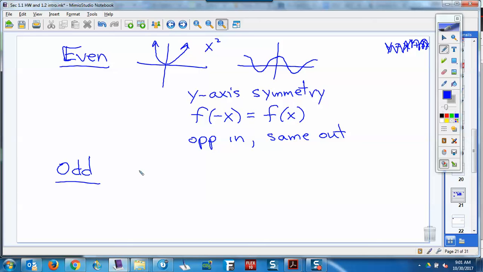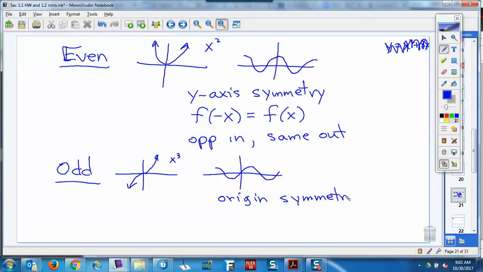Odd function. Let me give you a couple quick examples. X cubed and the sine function are two examples of odd functions. What kind of symmetry is that? It's called origin symmetry. Okay? Now, this means opposites in, opposites out. Think about x cubed. Put in a 2, you get 8. Put in a -2, you get -8. Okay? Opposites in, opposites out.